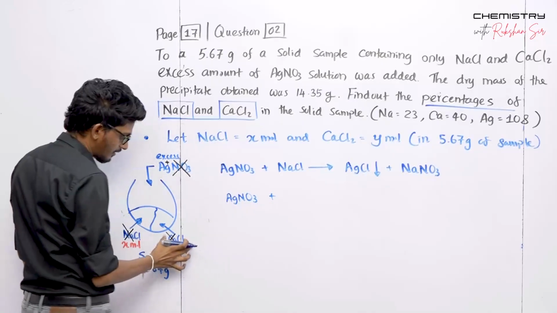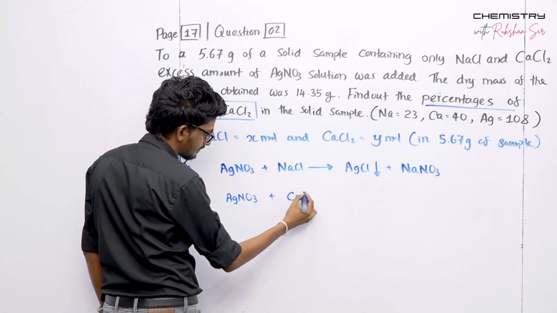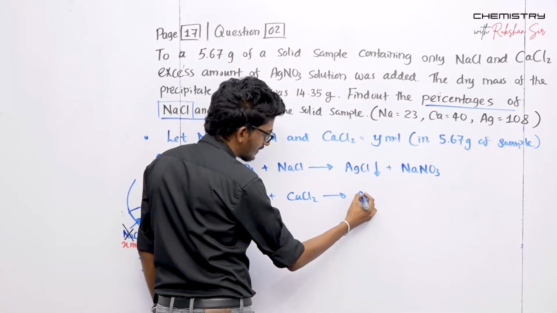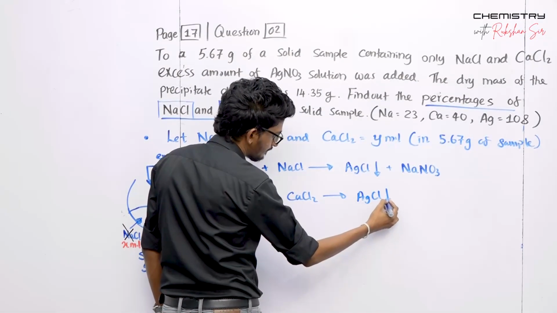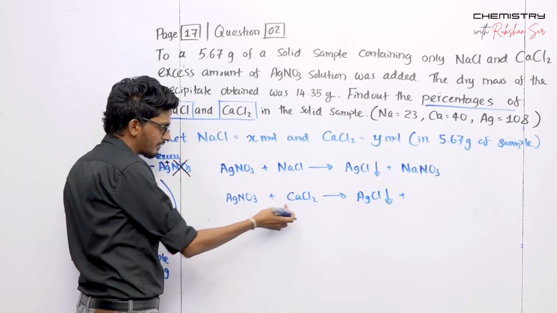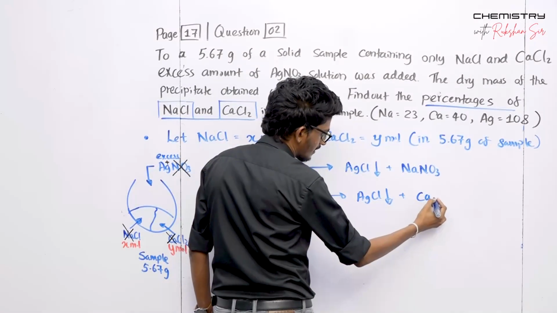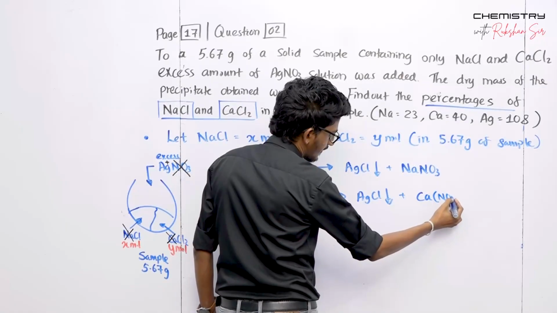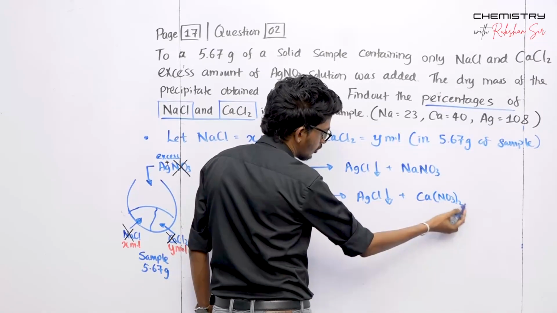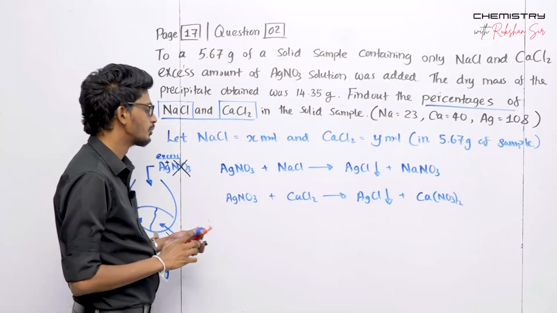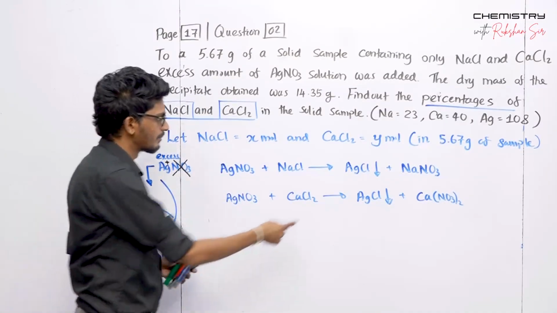AgNO3 reacting with calcium chloride. There, AgCl will get precipitated, and the two other ions, calcium and nitrate ions, remain. So calcium nitrate, Ca(NO3)2, with Ca2+ and NO3-. Okay, so those are the two precipitations appearing here.